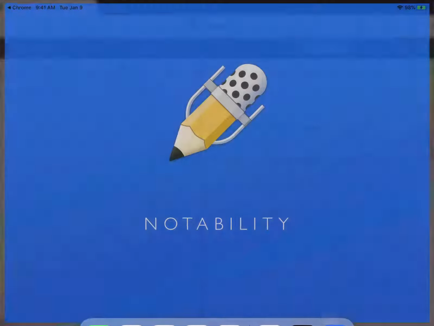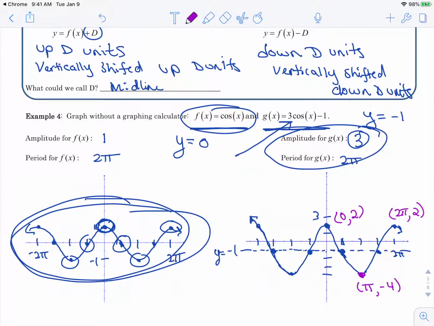Another way to check your work is you could do yourself, let's see, g of 0, go to our algebra days, 3 times cosine of 0 minus 1. Well, what is cosine of 0? That's 1. What's 3 times 1? 3. 3 minus 1 is 2. Checks out.